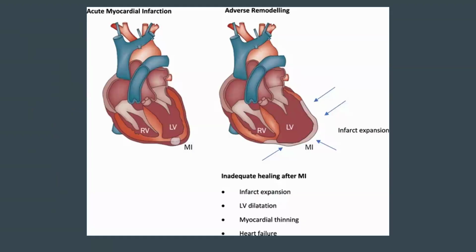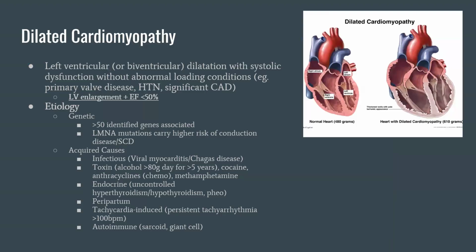And this is a nice visual of what remodeling happens after an acute MI, which we touched upon in, I feel like, the STEMI lecture. So you're going to have infarct expansion over time if there's inadequate healing after the MI. The LV is going to get more dilated. The myocardium is going to get thinner, and they develop heart failure symptoms like congestion, JVD, leg swelling, shortness of breath, stuff you guys have heard already. Any questions on that one?